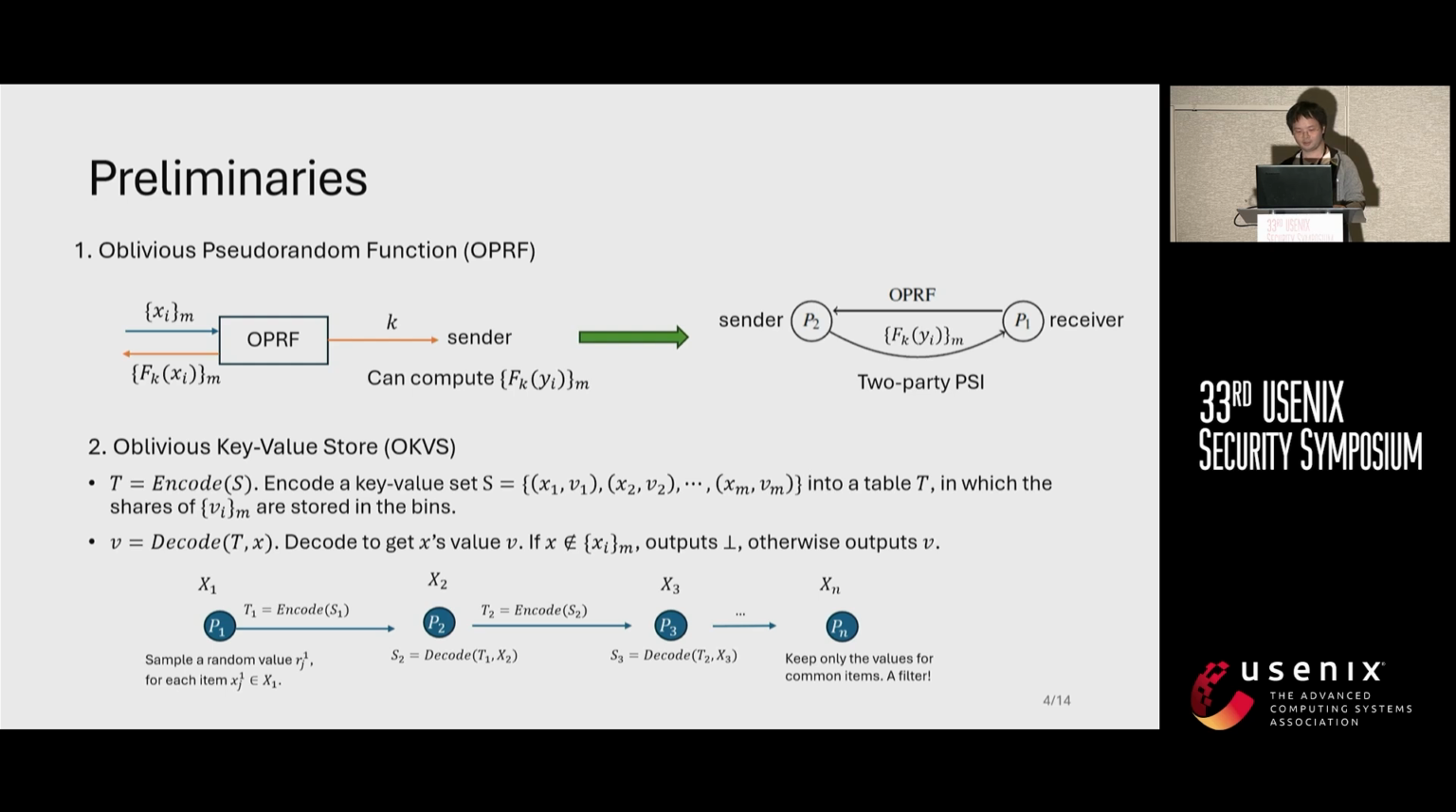So the quick takeaway is that this construction can be a filter to filter out the non-common items. Okay, because of the property of OKVS, only the values for common item keys can remain, okay? This structure, we call it the OKVS chain.